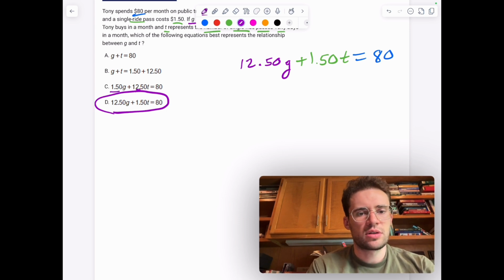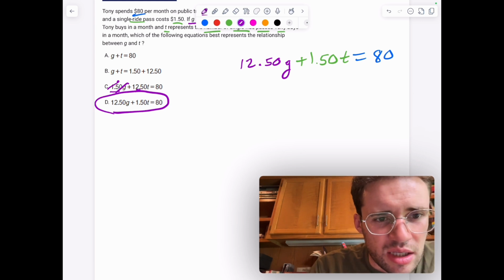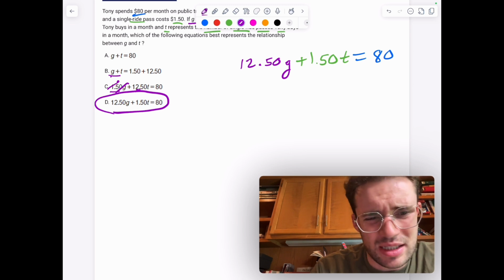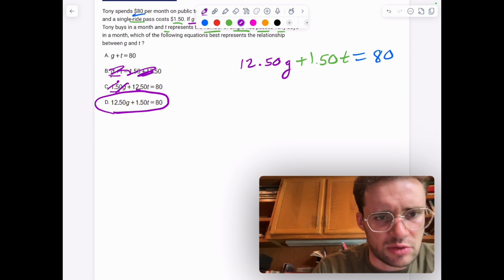They just flipped the $12.50 and the $1.50 for this one. That one's wrong. G plus T equals, what the heck? This doesn't make sense. This is the number of rides plus the number of rides equals the sum of the prices. Yeah, they're just trying to trick people there.